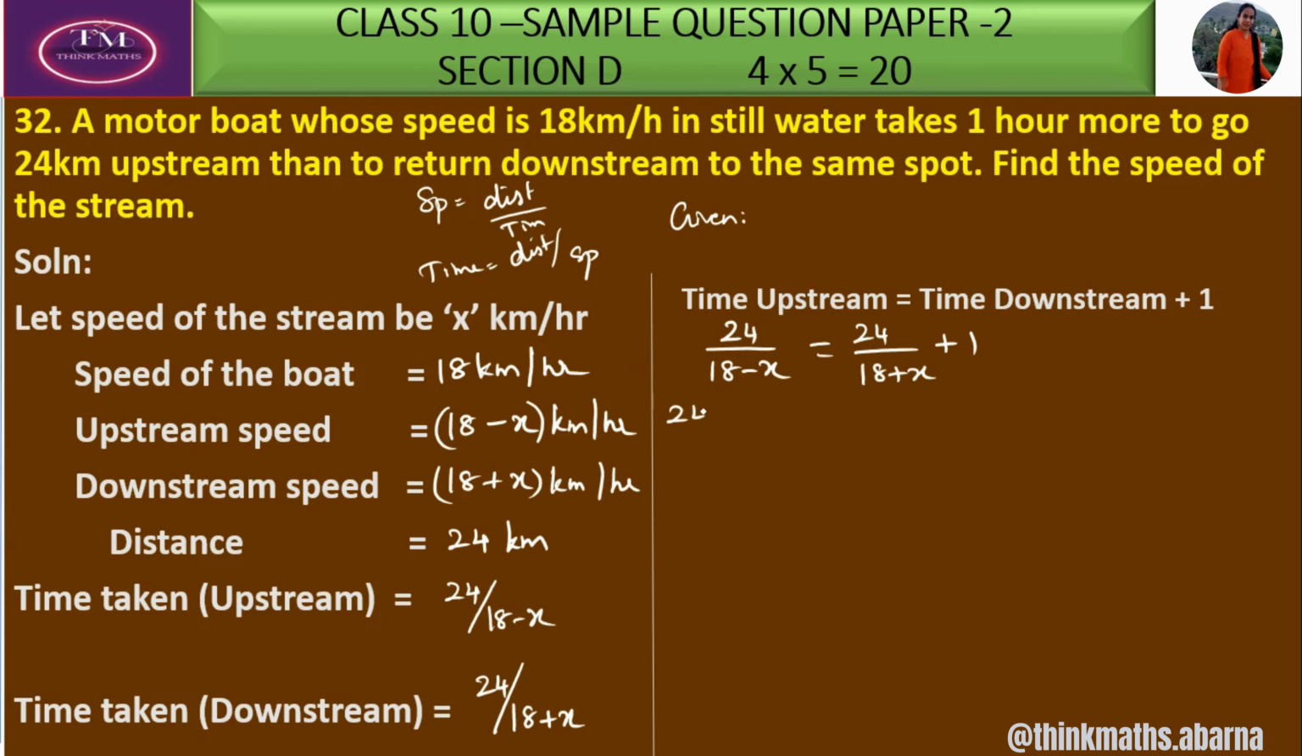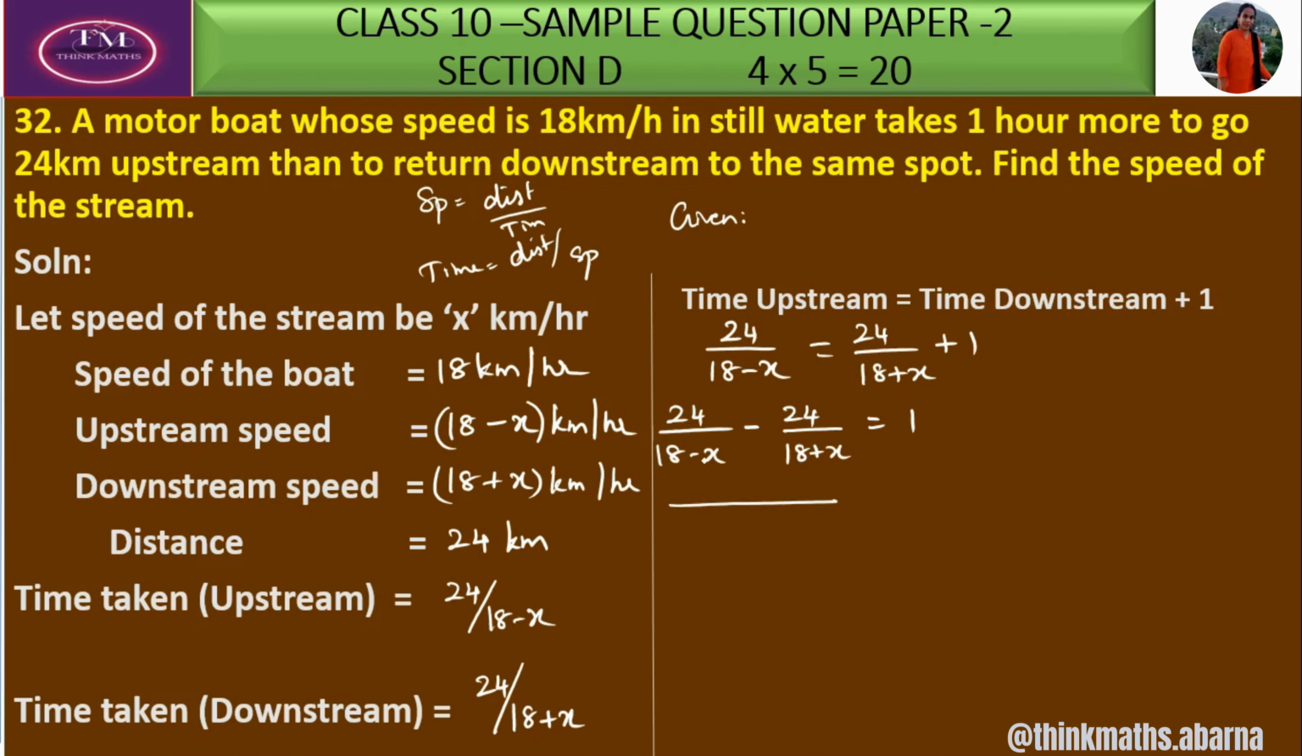So let us write this as 24 divided by 18 minus x. I am going to take this to the left hand side. So this is positive, so it will become negative: minus 24 by 18 plus x equal to 1.